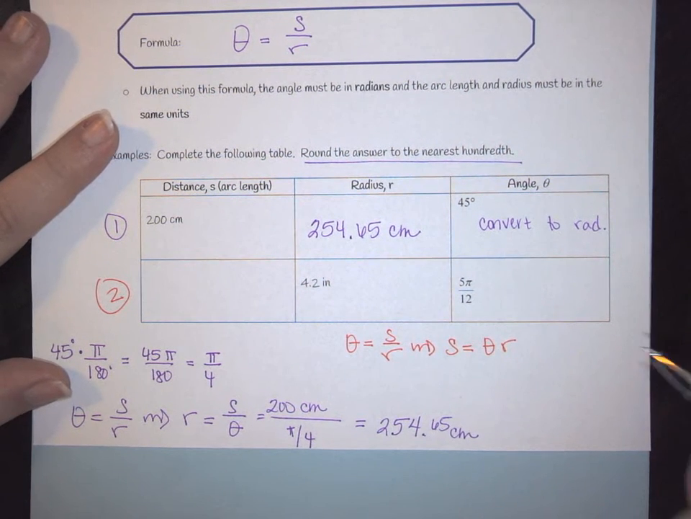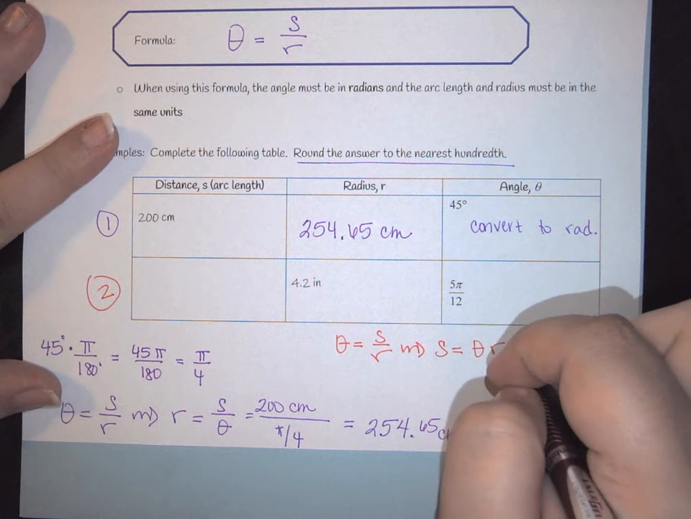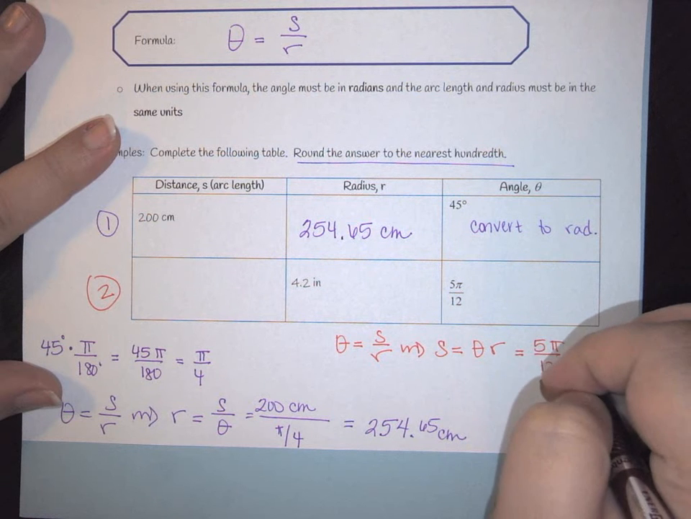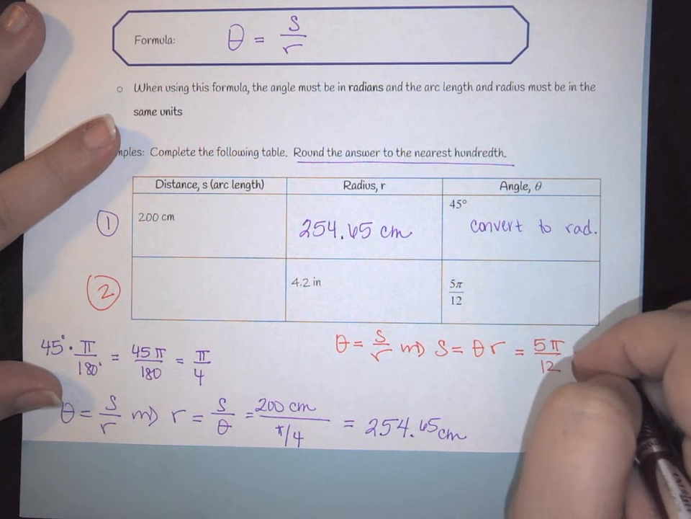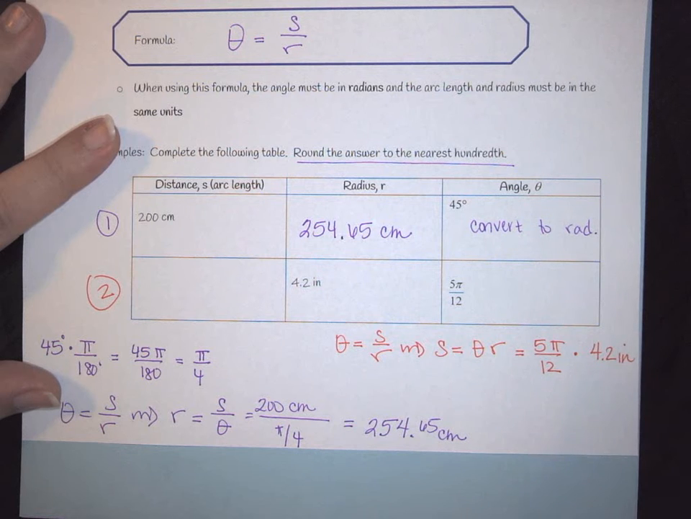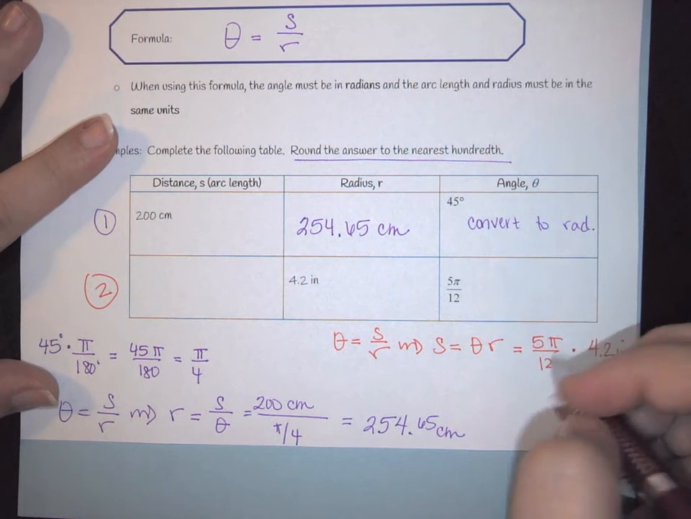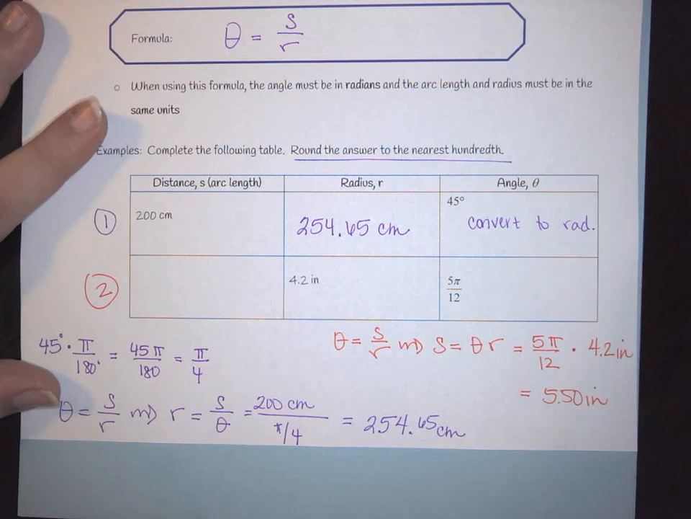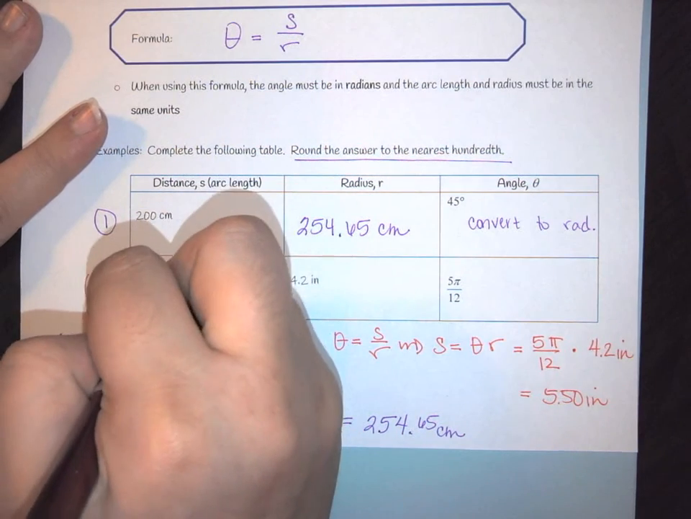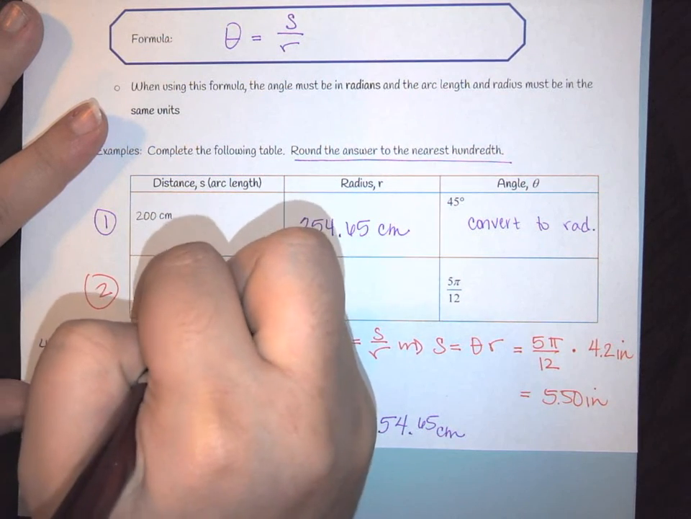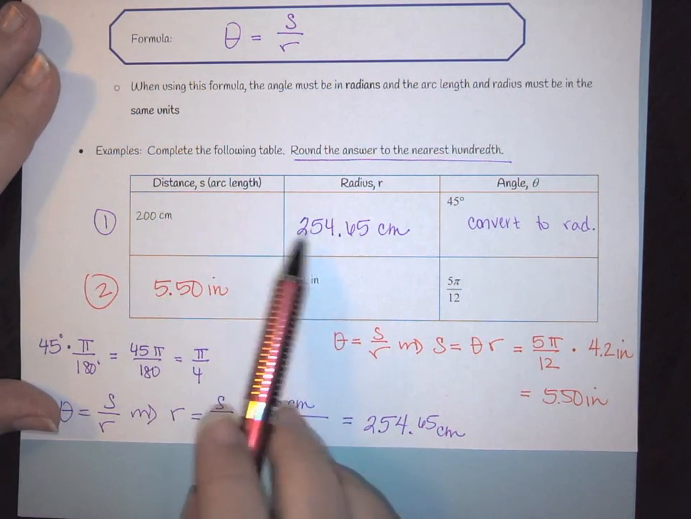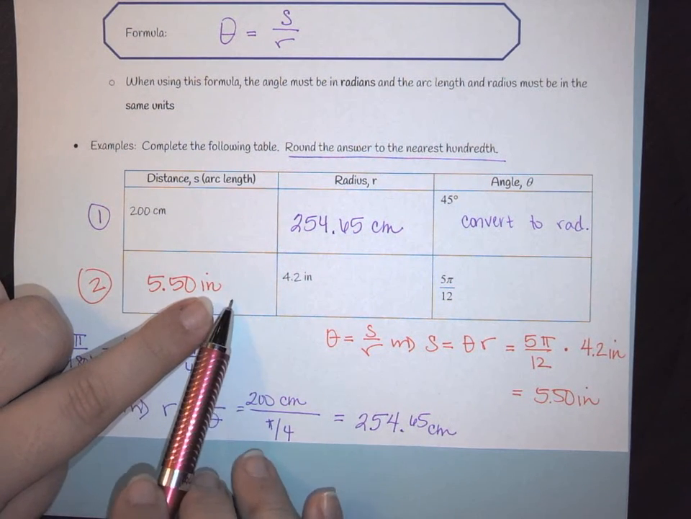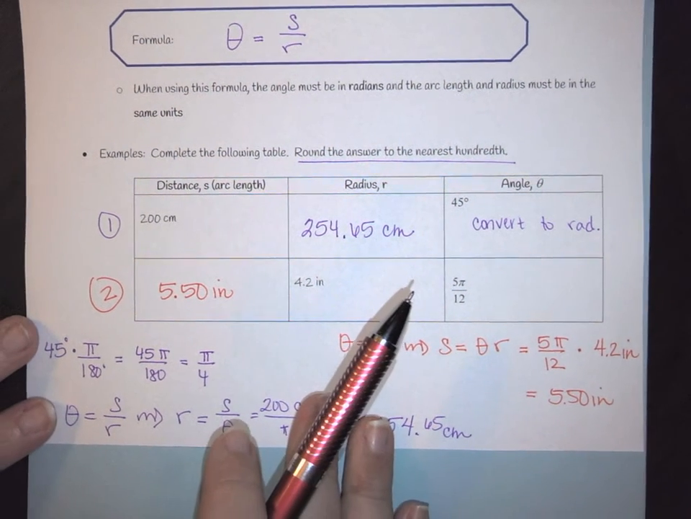And then all we have to do is input what we know. In this case, my theta is 5 pi over 12, and my r is 4.2 inches. We're going to multiply those together, which is going to give us our result, and so here you're going to end up with 5.50 inches. And that is what would go in the box here. Now notice on both of these, my distance and radius have the same unit measure.